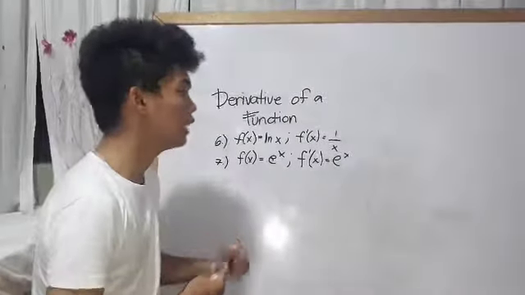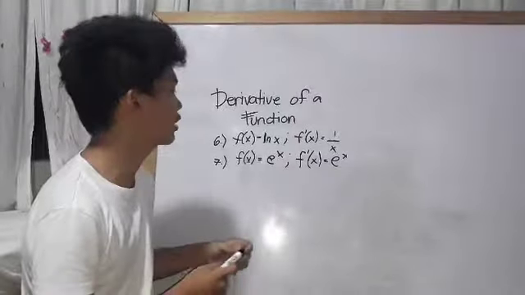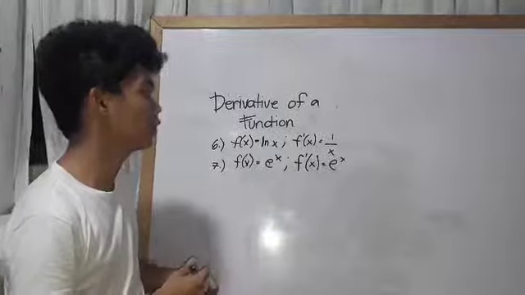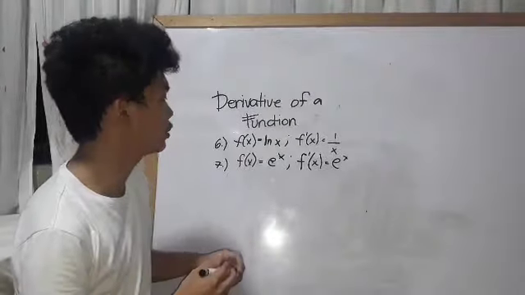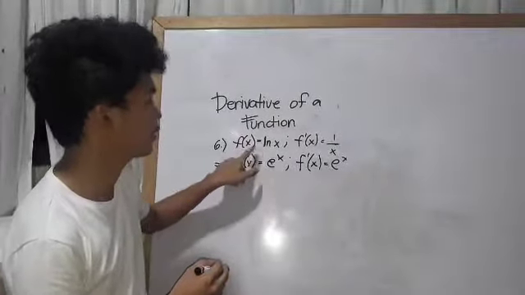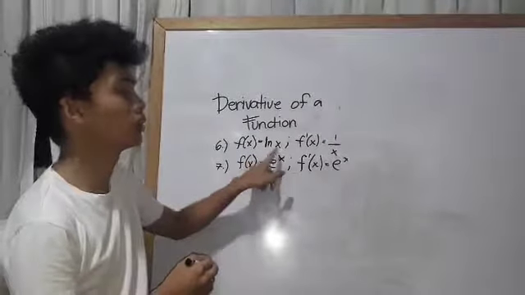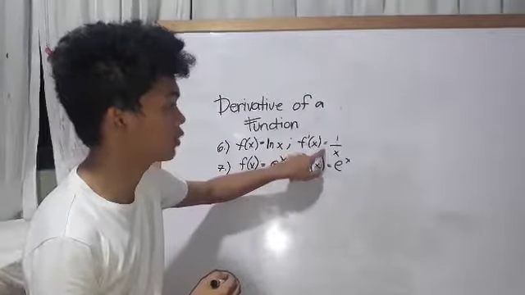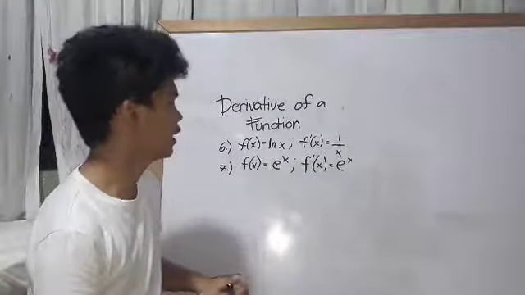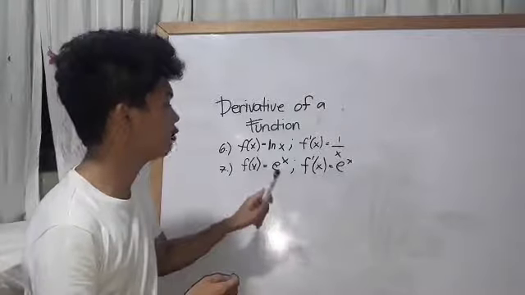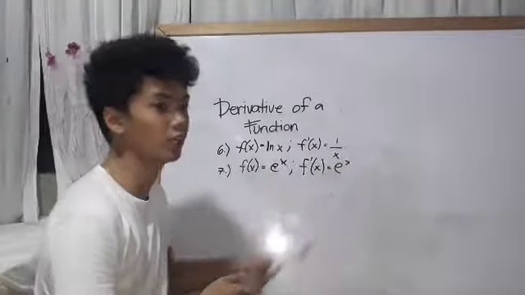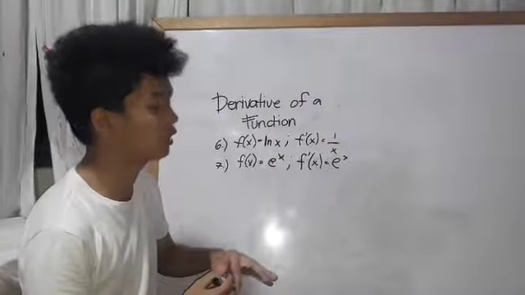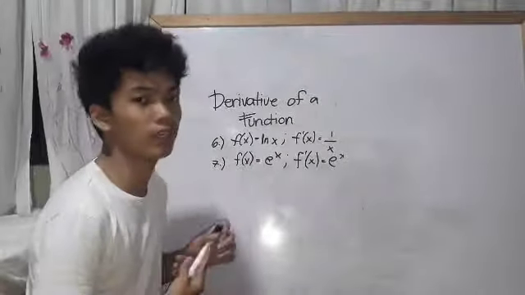Okay, so the last two functions that we have here are the logarithmic function and the exponential function. Any logarithmic function is represented as f of x is equal to ln x. So the derivative of that function is f prime of x is equal to 1 over x. And any exponential function is just the same as its derivative. So there's nothing to worry. Now we have here the logarithmic and the exponential function.